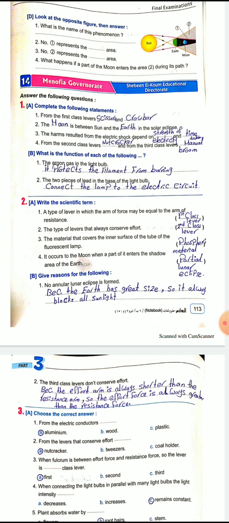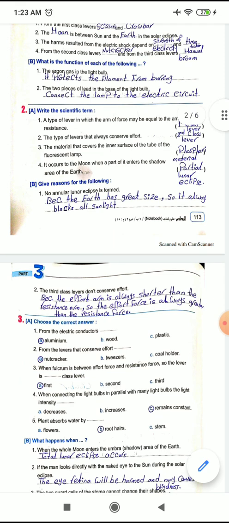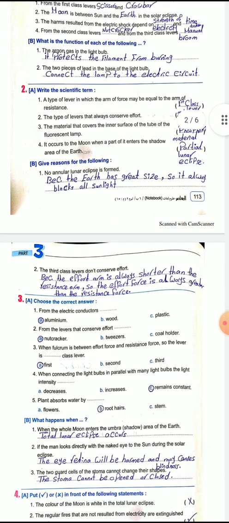Number 2, what is the function of the two pieces of lead in the base of light bulb? The pieces of lead are used to connect the lamp to the electric circuit. Question number 2, write the scientific term. Number 1, a type of lever in which the arm of force may be equal to the arm of resistance. Maybe, sometimes, so it is the first class lever.